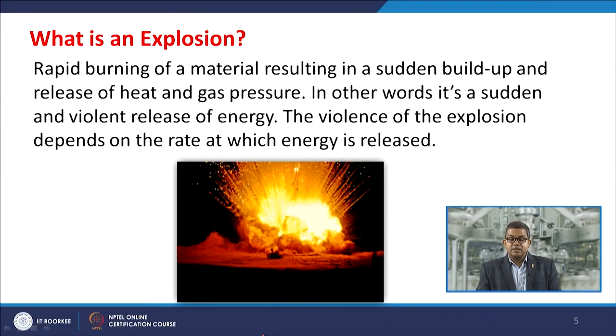This is the basic definition of explosion. It is a rapid burning of a material resulting in a sudden buildup and release of heat and gas pressure. In other words, it's a sudden and violent release of energy. The violence of an explosion depends on the rate at which the energy is released. Sometimes fire may lead to explosion and sometimes it may not. When the fire is leading towards an explosion, the conditions are extremely dangerous.